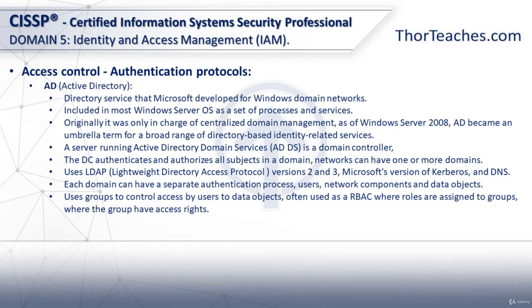If we have our network segmented into more than one domain, each domain can have separate authentication processes, different users, different network components, and different data objects. And AD, if configured right, will very heavily use groups to control the access by users to data objects. This is how a lot of organizations use RBAC, or role-based access control. Bob is a network administrator. When Bob joins the organization, he gets added to the network administrator AD group. That AD group has a bunch of rights assigned to it. That way, Bob has the same access rights as all the other network administrators. If Bob changes position, we just move him to the new group, but remember to remove the old one.